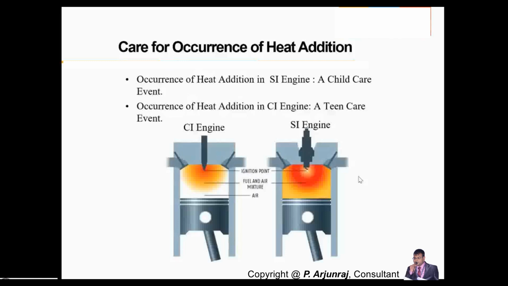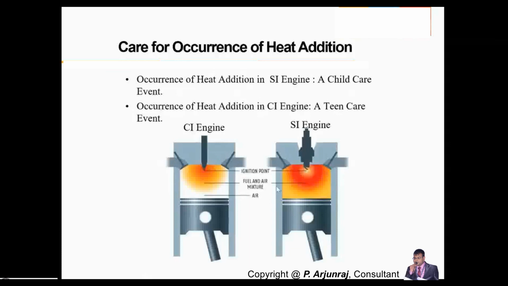The occurrence of heat addition in the case of the SI engine is like a child care event, whereas the occurrence of heat addition in the case of the CI engine is going to be a teen care event. Okay, so this is how the ignition will happen in the case of the CI engine and how the ignition is going to happen in the case of the SI engine. The ignition point you can see is much more rapid in the case of the SI engine.